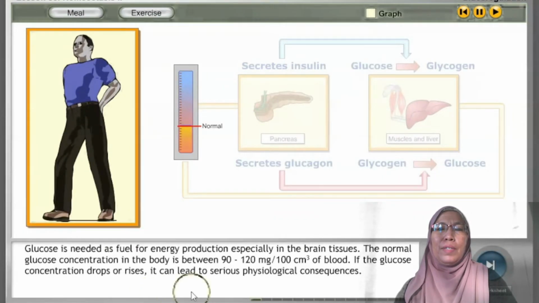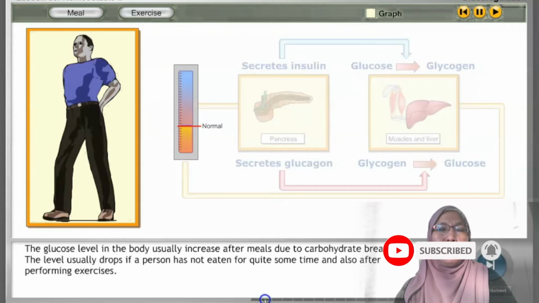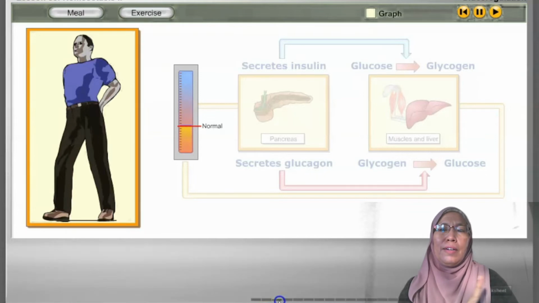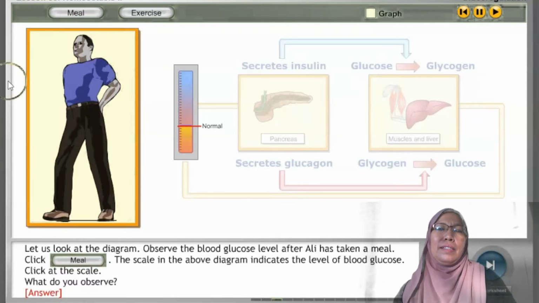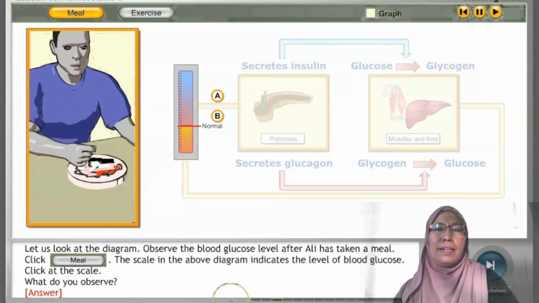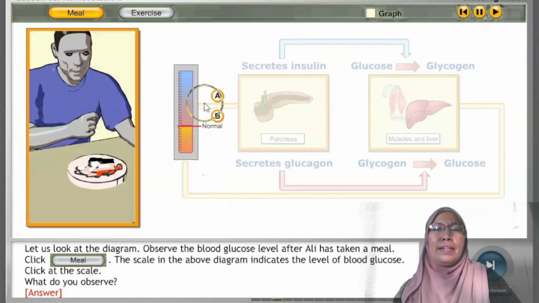So let's see in this diagram, what happens to the glucose level after we have meals? The glucose level in the body usually increases after a meal due to the carbohydrate breakdown. The level usually drops if a person has not eaten. So let's look at the diagram. Observe the blood glucose level after Ali has taken a meal. The scale in the diagram indicates the level of blood glucose.